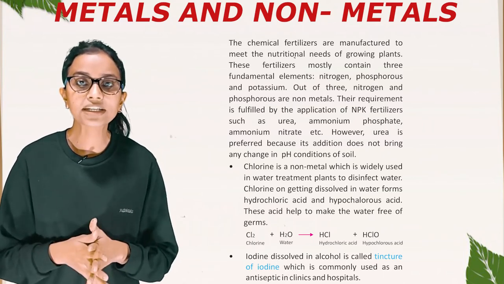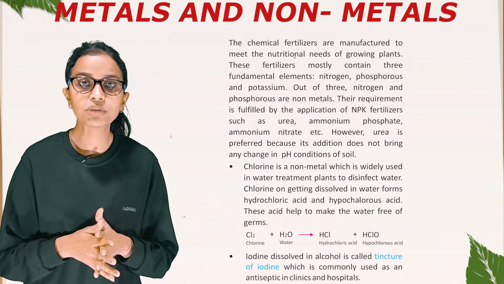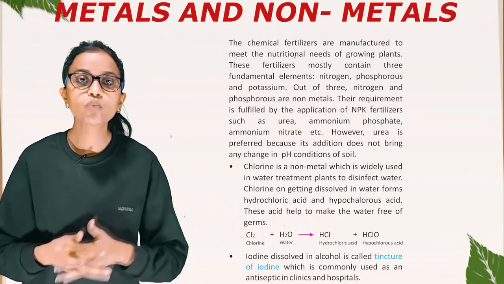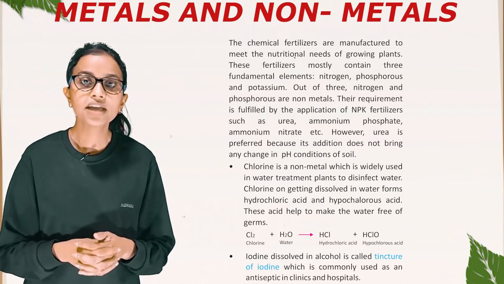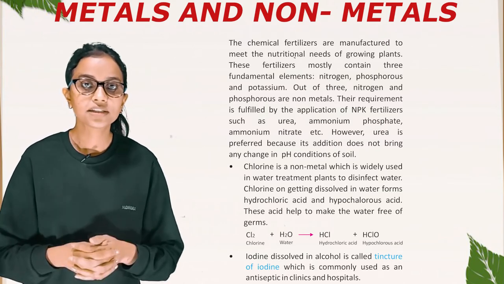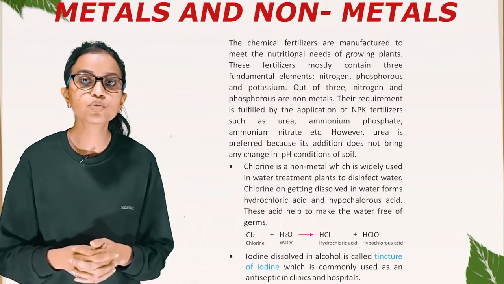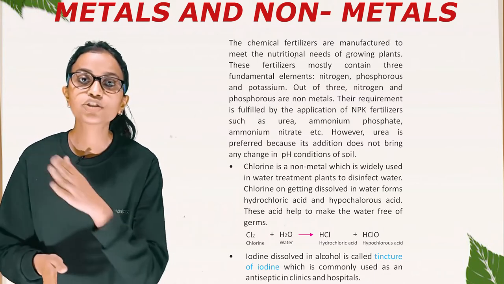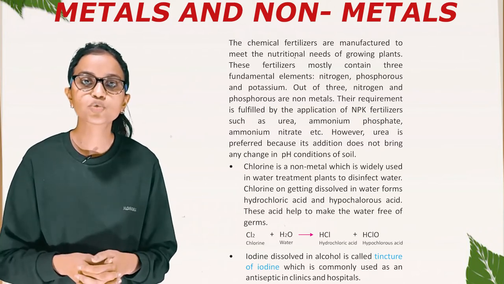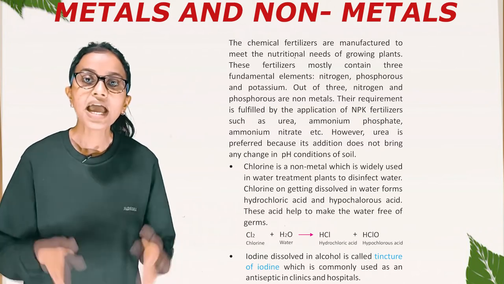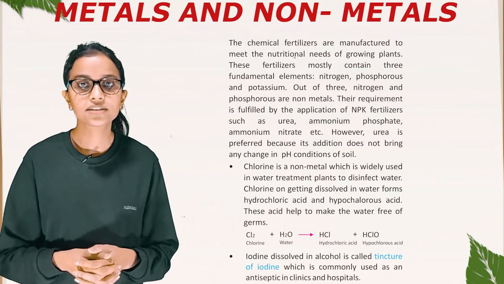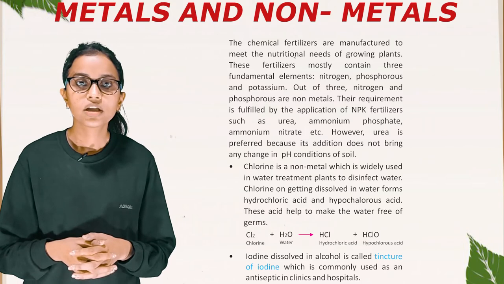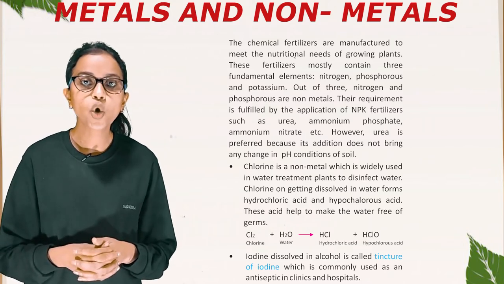Chlorine is a non-metal which is widely used in water treatment plants to disinfect water. Chlorine, on getting dissolved in water, forms hydrochloric acid and hypochlorous acid. These acids help to make the water free of germs. Now, Cl2, that is chlorine, plus H2O, water, gives HCl, hydrochloric acid, and HClO, hypochlorous acid.